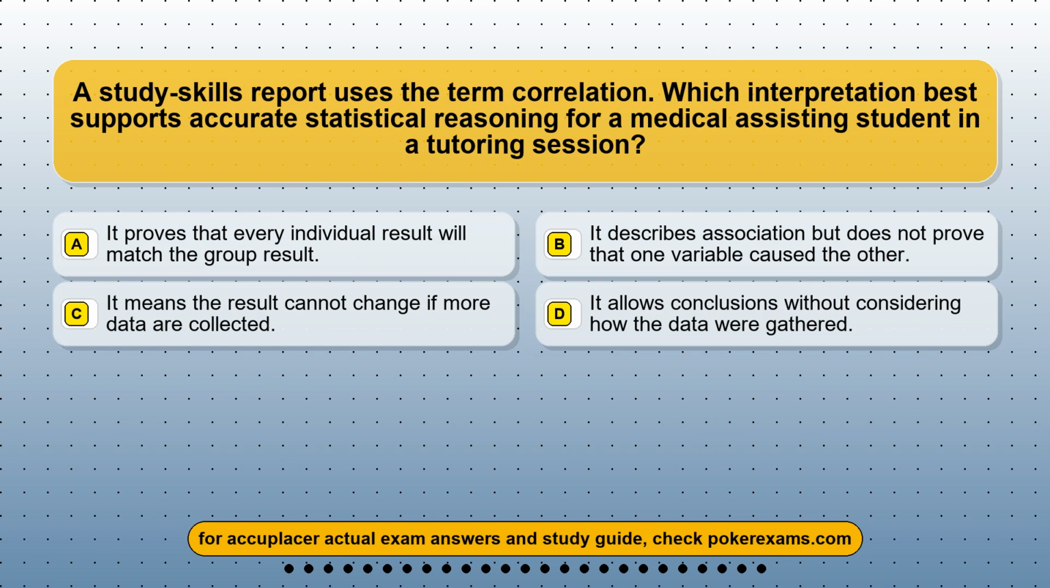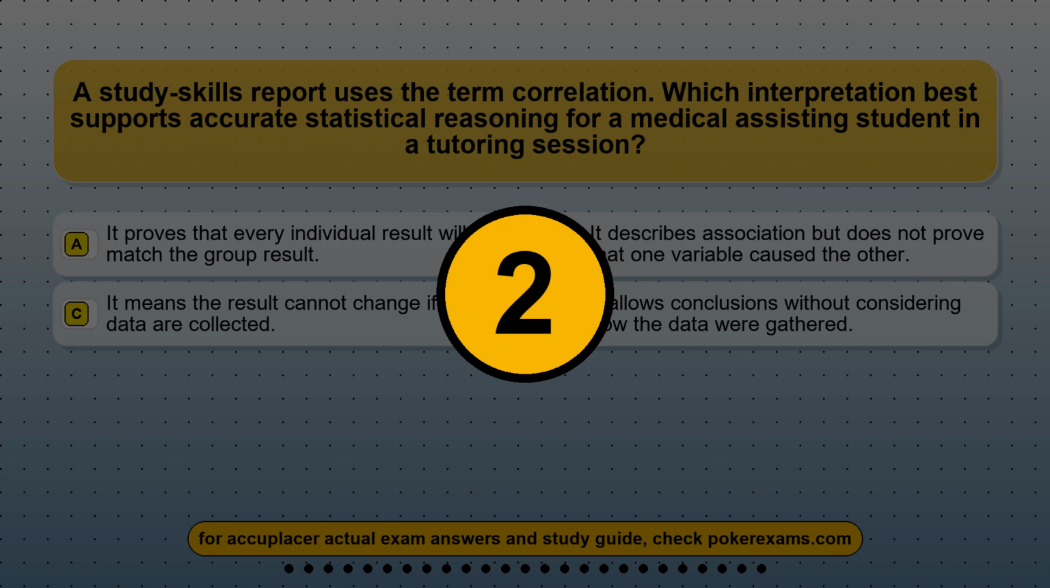Question 7. A study-skills report uses the term correlation. Which interpretation best supports accurate statistical reasoning for a medical assisting student in a tutoring session? Option A. It proves that every individual result will match the group result. Option B. It describes association but does not prove that one variable caused the other. Option C. It means the result cannot change if more data are collected. Option D. It allows conclusions without considering how the data were gathered.